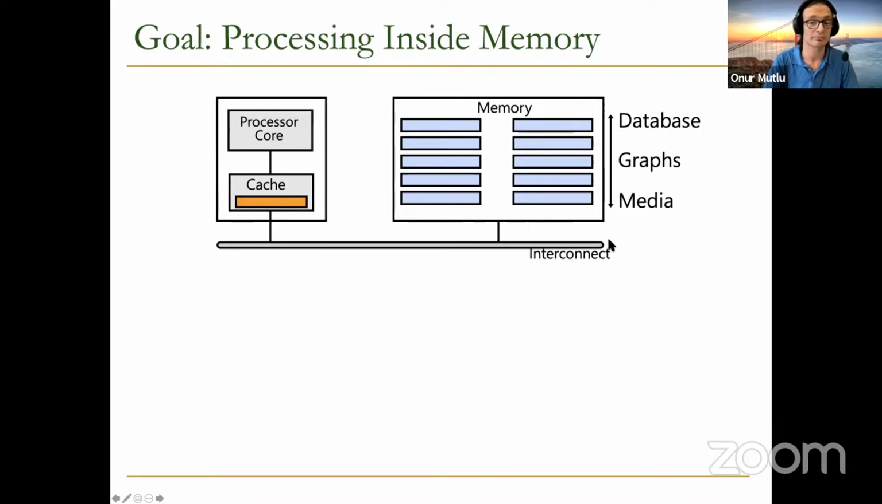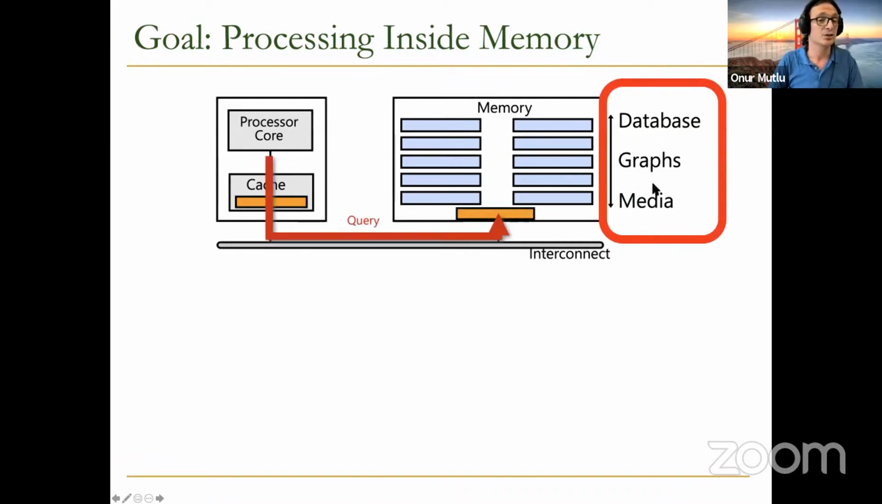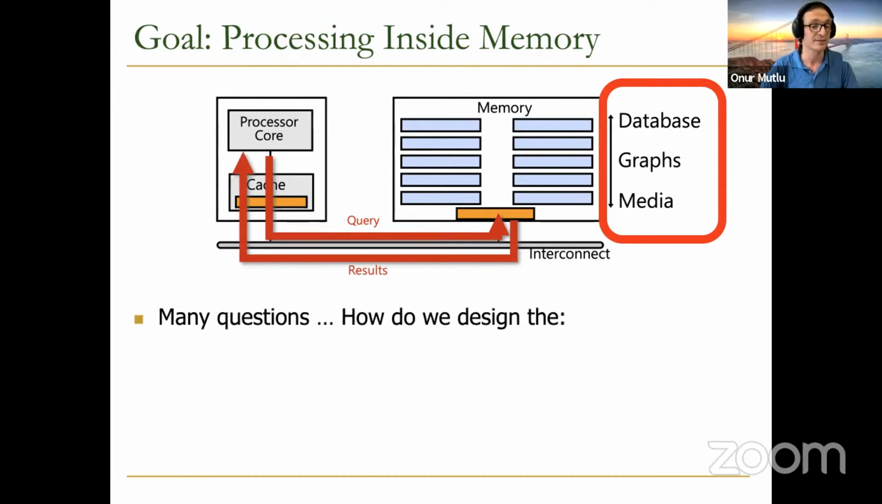We want to store our important applications, whatever you can imagine. Machine learning could be part of these, of course. And we want to query the memory, saying, memory, do this function for me. Memory does it, provides the results. Today, we don't have the capability or the interfaces to do this.